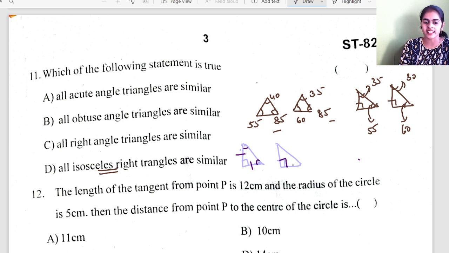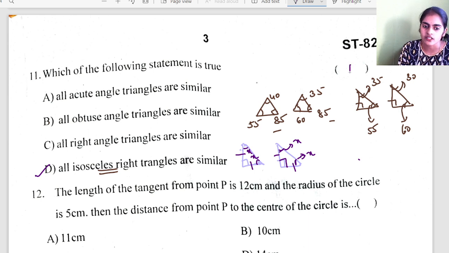Similarly, this is 90. So here also these two sides are equal, and these two angles are also equal. So if this angle is x, this is also x, and since this is 90, this also will be x. In simple, I can say each of it will be 45, 45, 45, 45, isn't it? So you can see all the three angles of this triangle are equal to all the three angles of the other triangle. So an isosceles right angle triangle is similar to each other.